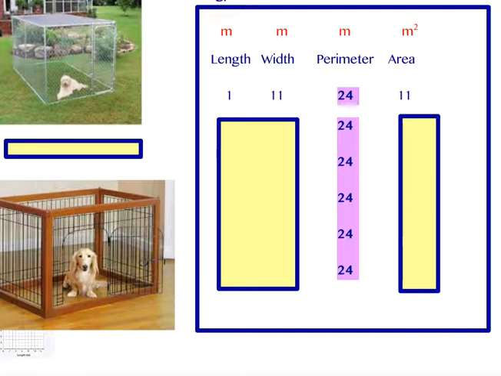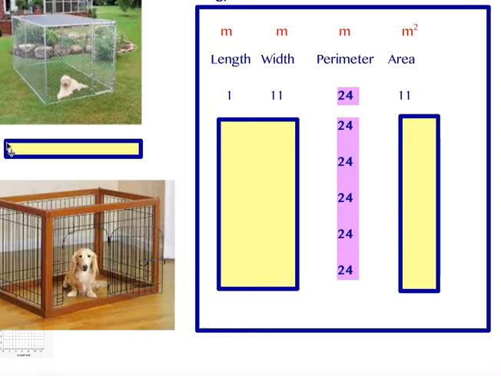Finally, we looked at dog pens. We imagined that we had a certain amount of fencing to use to create the dog pen, and we wondered which would give us the most area for the dog. This one's a little bit harder. If the perimeter is 24, the way I do it is I take half of 24, which is 12, and I try to come up with two numbers that add up to 12.